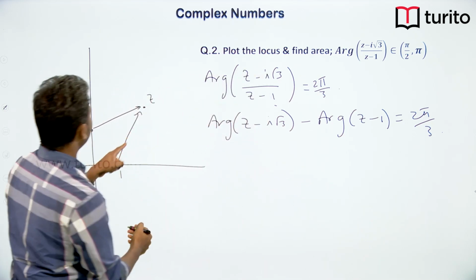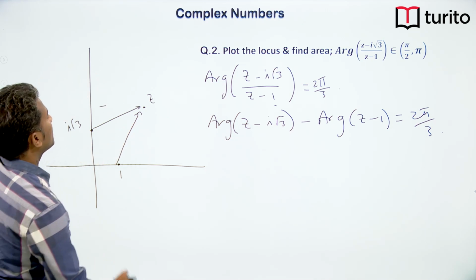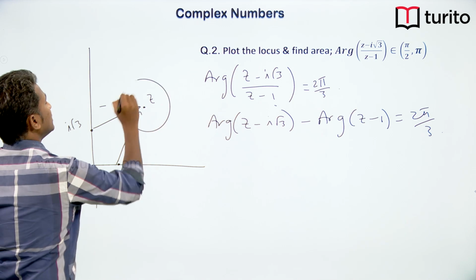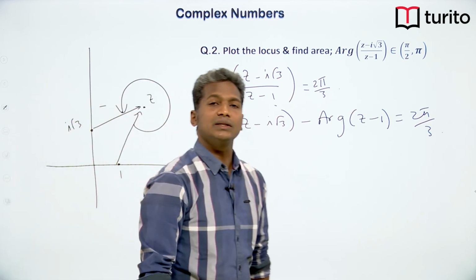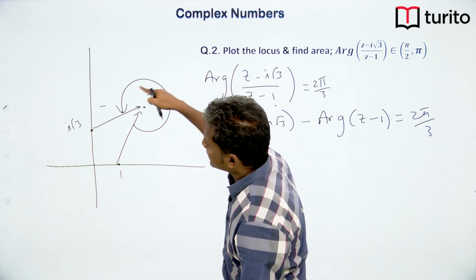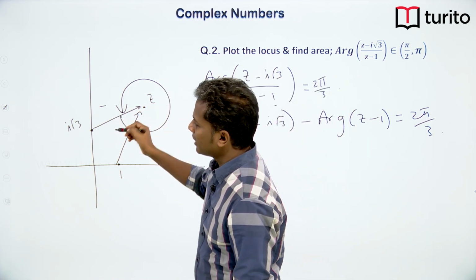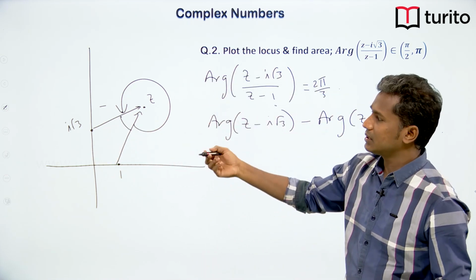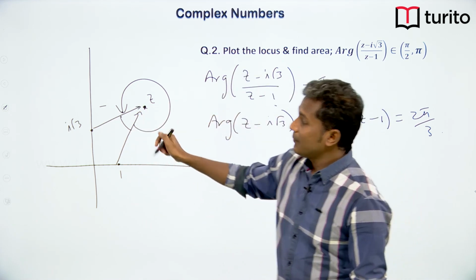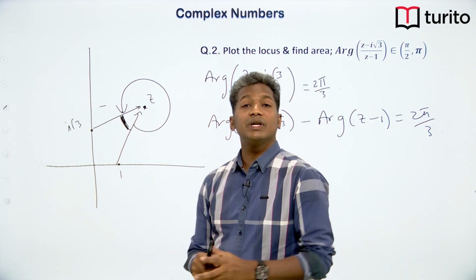So, the denominator vector is this z minus 1 vector, and the numerator vector is this z minus i root 3 vector. Now, from here we have to measure the angle to the z minus i root 3 vector, in the anti-clockwise direction, that is the positive direction. Here it is mentioned that this angle is always 2 pi by 3. If this angle is 2 pi by 3, then the internal angle has to be pi by 3, which is 60 degrees. So, basically z is moving such that this angle is always constant.